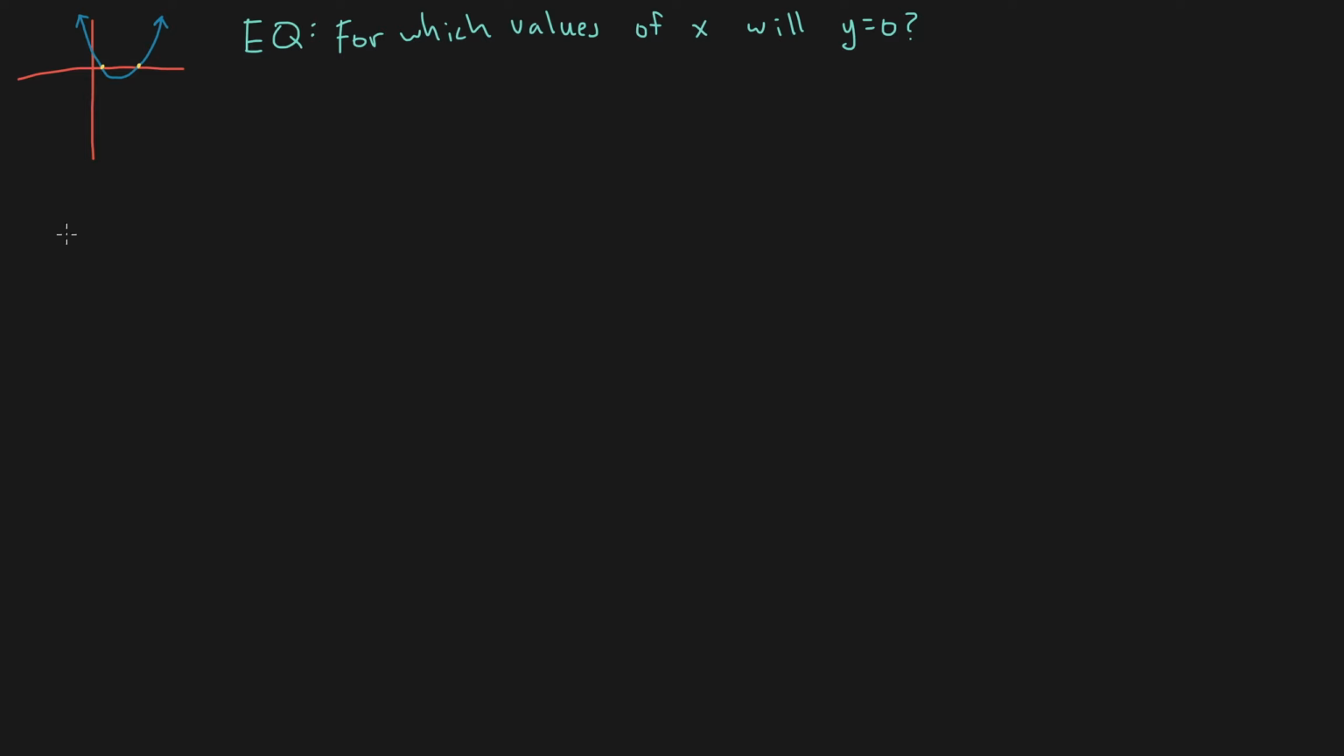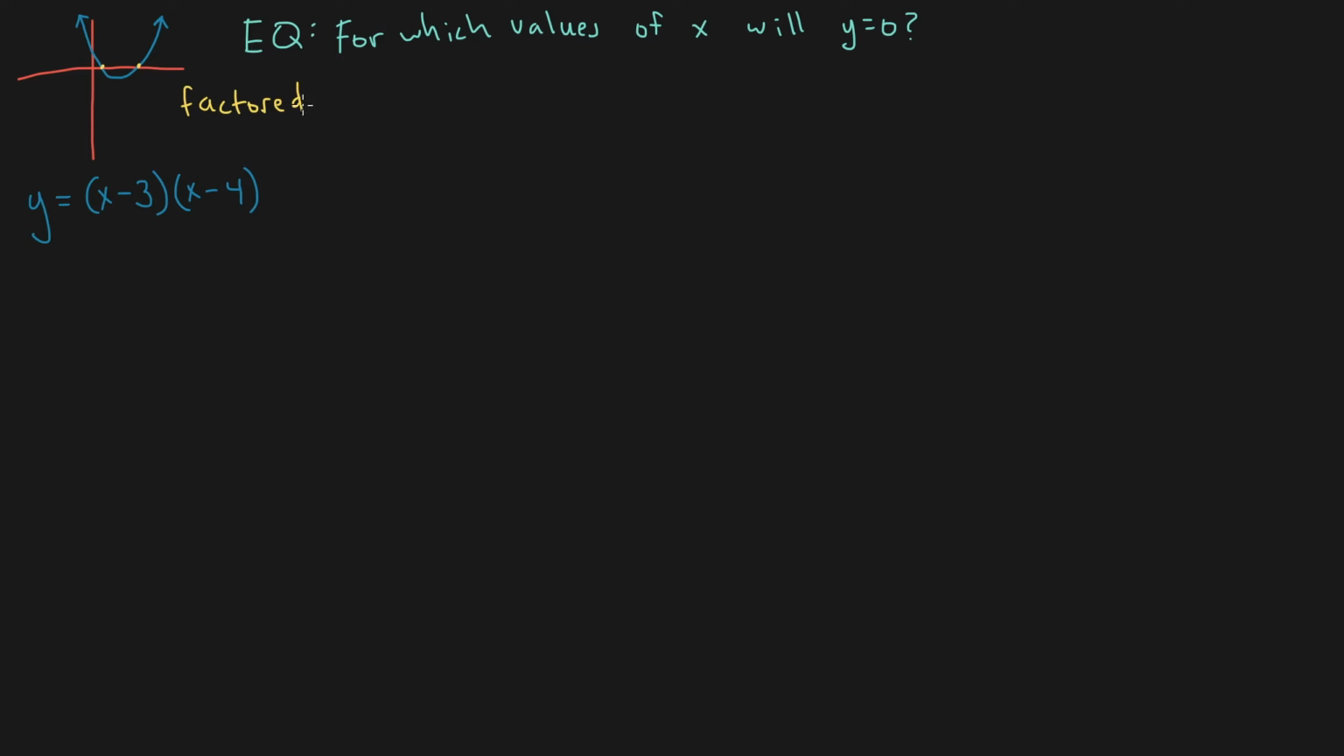Now I'm going to write out the equation for this graph. Again, this is just a rough sketch of this graph, but the equation is y is equal to x subtract 3 times x subtract 4. Now this is the equation of a quadratic function. It looks different than what we've seen before. We've seen standard form before. This is actually called factored form. Let me write out factored form.